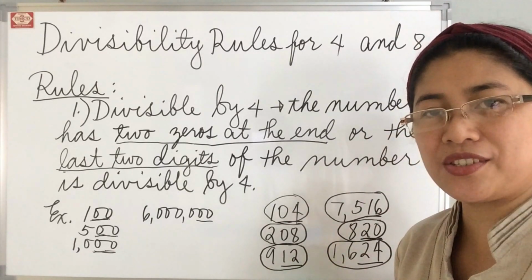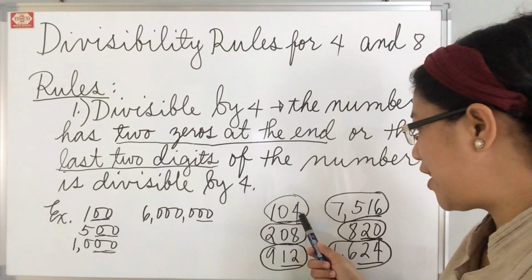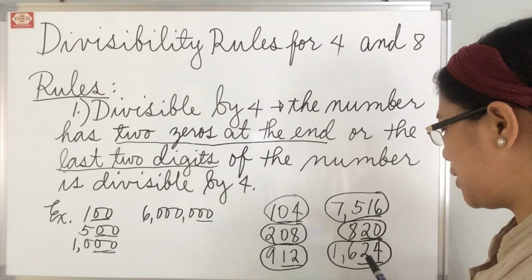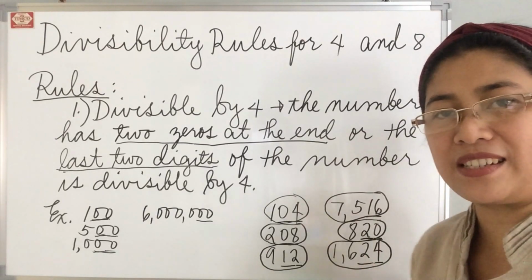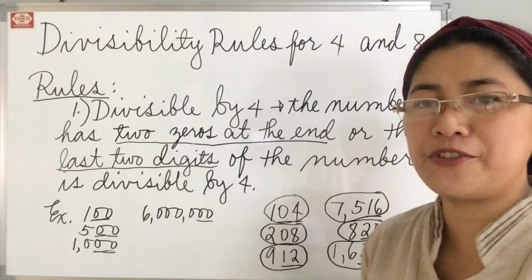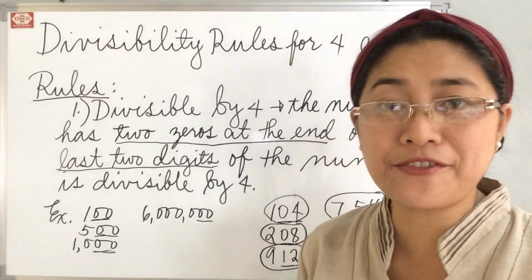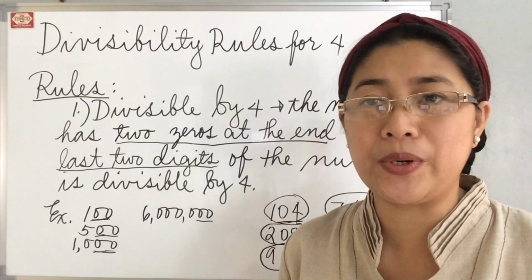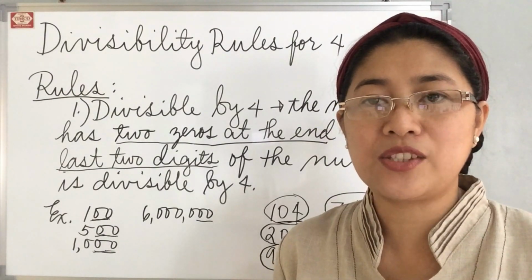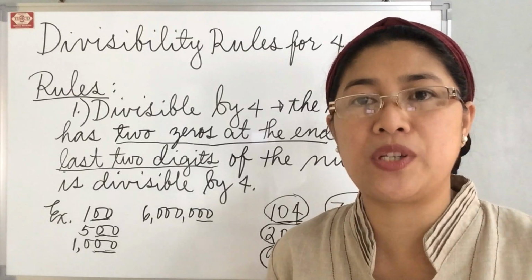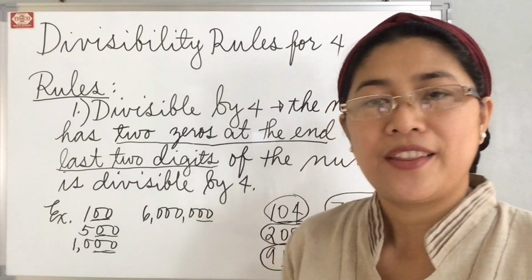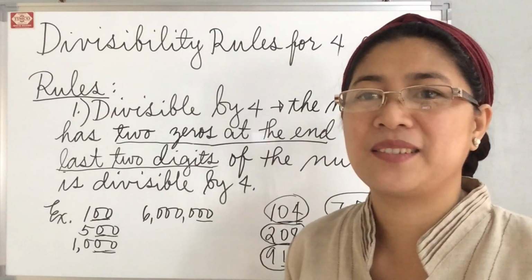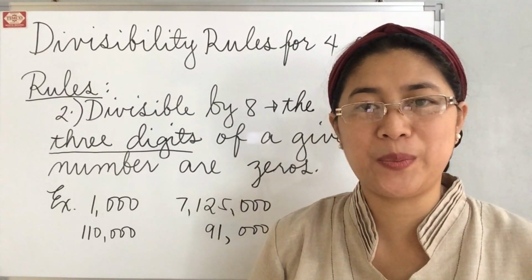What did you notice with these sets of numbers? The last 2 digits. We have 4, 8, 12, 16, 20, 24. What did you notice? Yes, very good. When you skip count by 4, okay? If the last 2 digits of a given number are numbers that you will mention when you skip count by 4, that number is divisible by 4.